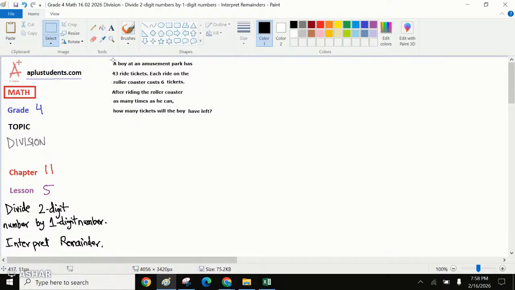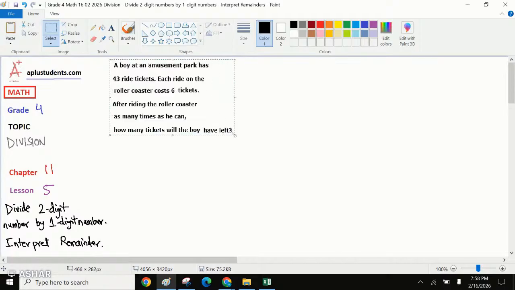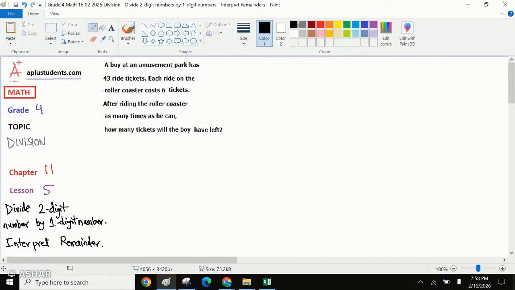So they're asking us if he rides multiple times, how many tickets would he be left with? He has 43 tickets. Each ride on a roller coaster would cost 6 tickets, right? After riding the roller coaster as many times as he can, how many tickets would the boy be left with? So what we need to do is divide 43 by 6.